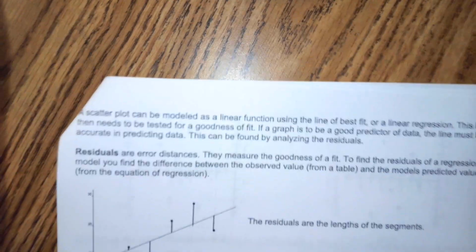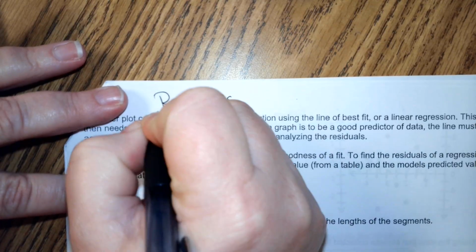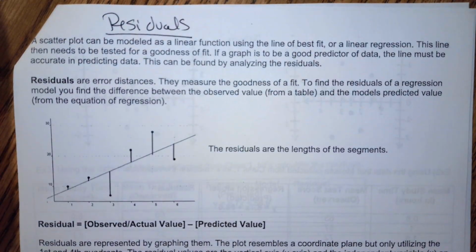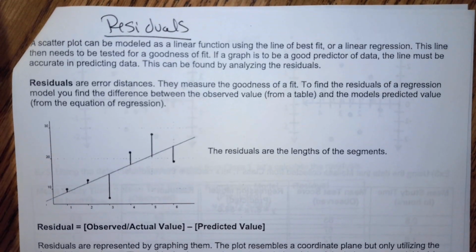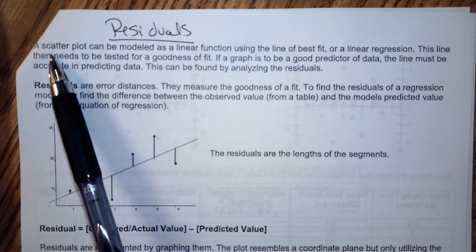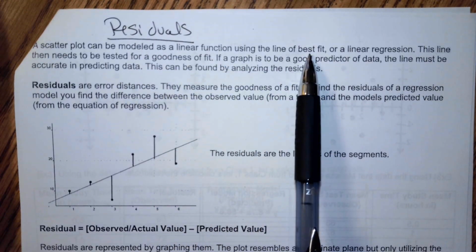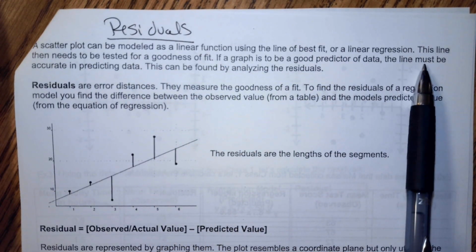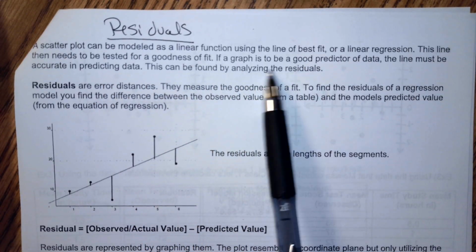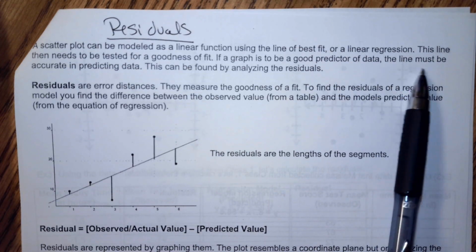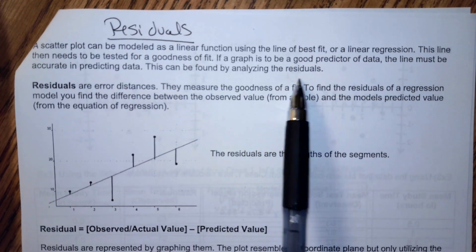There's something called residuals that allow us to determine how far off we are. In reading this, a scatter plot can be modeled as a linear function using the line of best fit, or linear regression. This line needs to be tested for goodness of fit. If a graph is to be a good predictor of the data, the line must be accurate in predicting the data. This can be found by analyzing residuals.